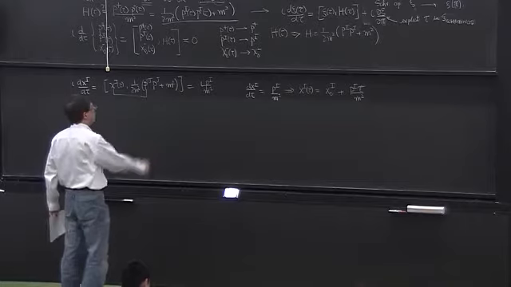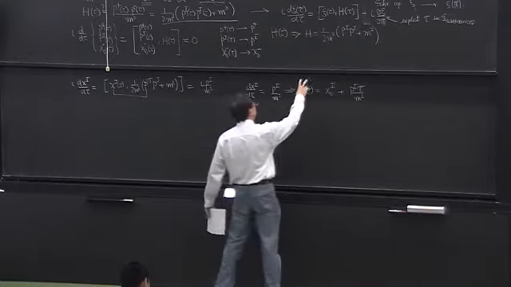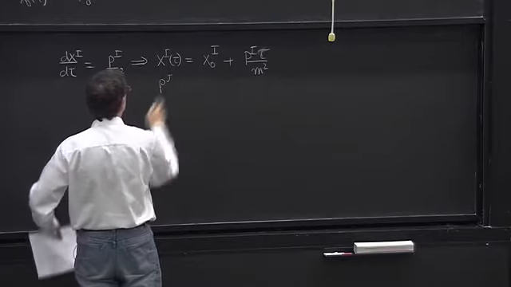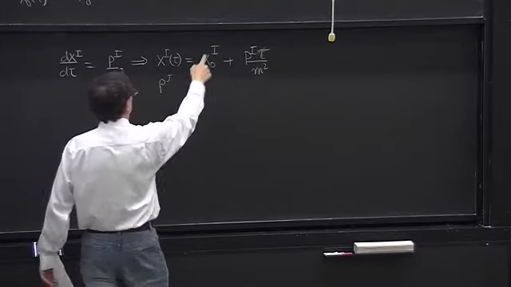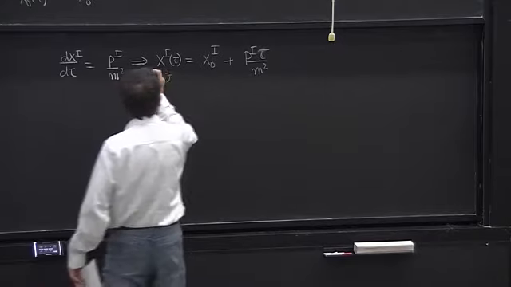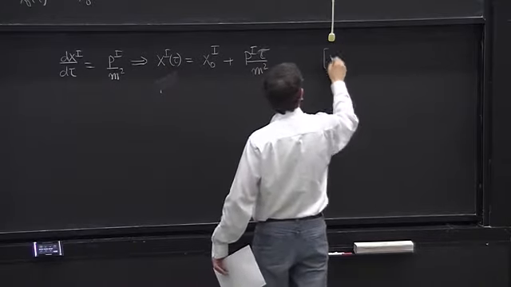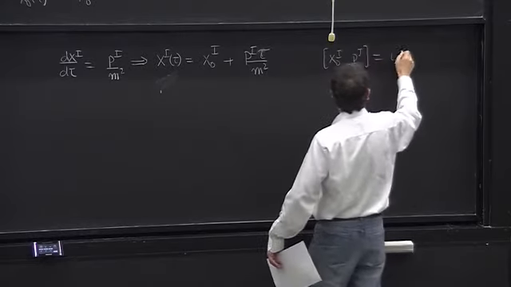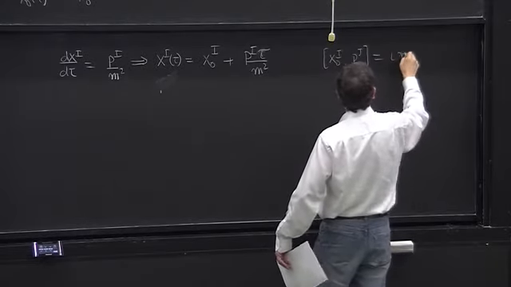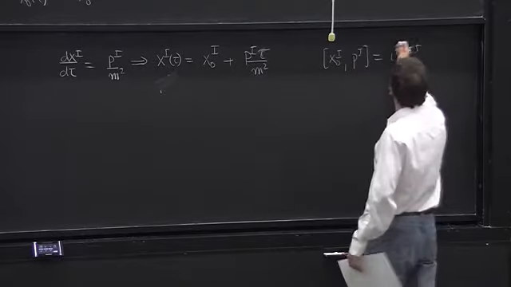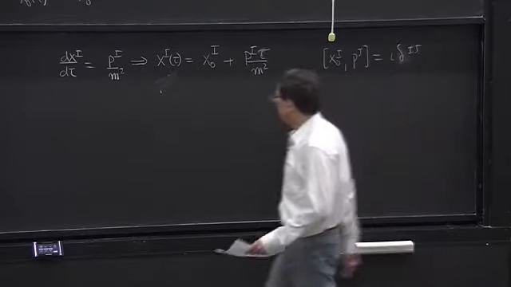And moreover, since this should have a non-trivial commutator with pj, this x0i has a non-trivial commutator with pj. So the commutator of x0i with pj is i eta ij, or delta ij, I wrote.